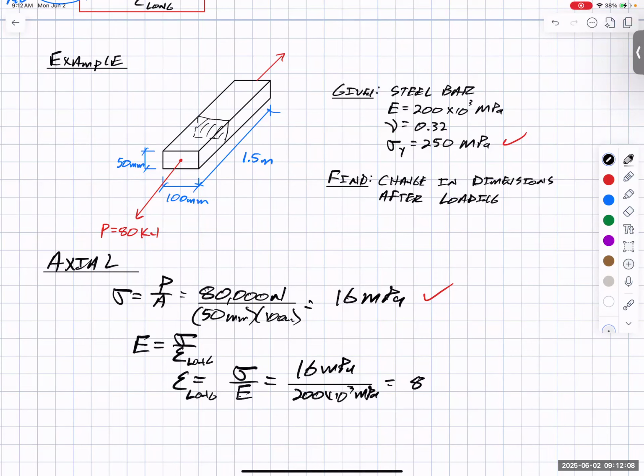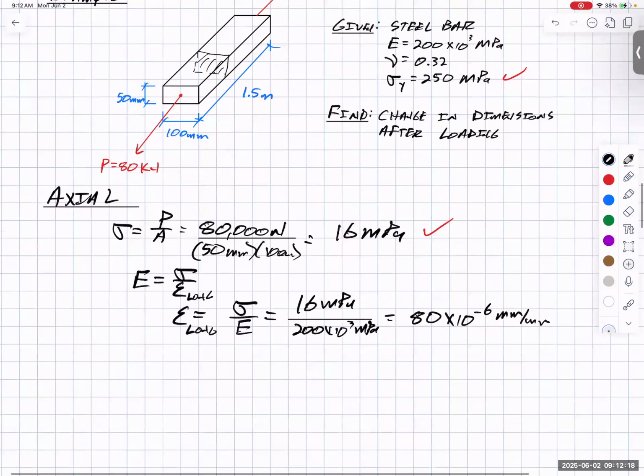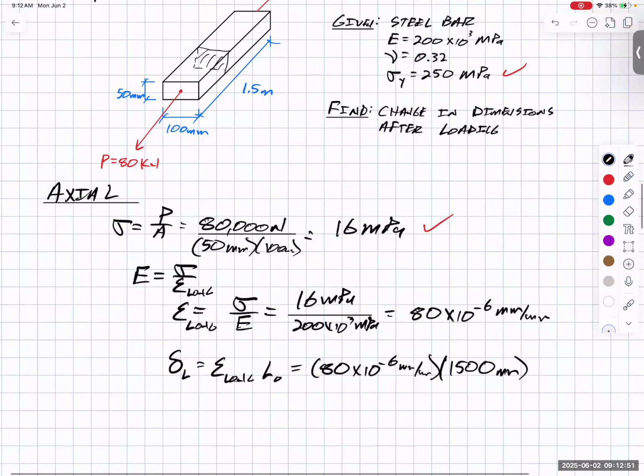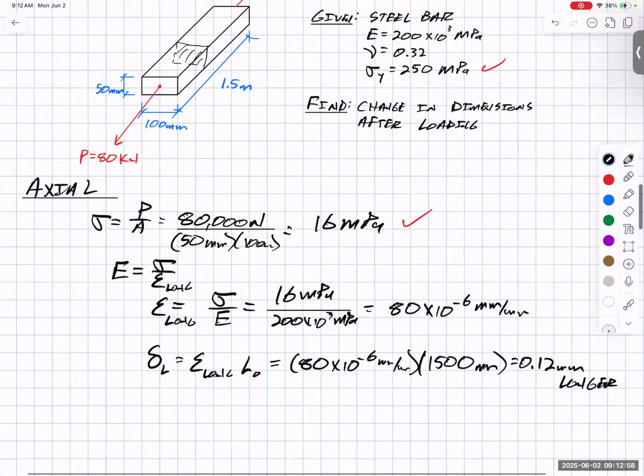And what did I get here? I ended up with 80 times 10 to the negative sixth millimeter per millimeter. Now that isn't the change in length, that's just the strain, meaning it's change in length per length. To get my actual change in length, my delta L, how much longer does it get, I have to take that longitudinal strain and multiply it times the initial length, which is that 1.5 meters. So I'm starting off with 80 times 10 to the negative 6 as my strain. My initial length is 1500 millimeters, since we want everything to be in millimeters. And that gave me 0.12 millimeters. And of course, it's getting longer, right? Because we're stretching it. We put a tensile force on it.